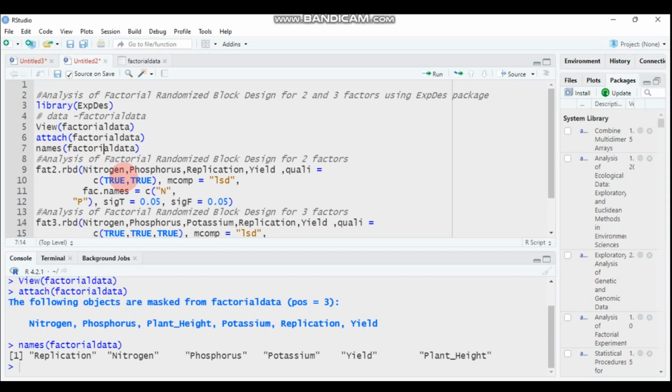So to compute factorial randomized block design for 2 factors, you have to use fat2.rbd. Fat means this is a factorial experiment, and when you indicate 2, it means you are going to compute a 2-factor or 2-way ANOVA. Then rbd means you are going to analyze the design as a randomized block design. The parenthesis is followed by the first factor, or you can mention the factors that you want to compute. As I mentioned, there are 3 factors, but for now I'll use 2 factors.